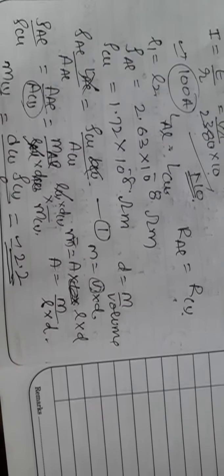So that is why aluminum is preferred for a long wire cable, since its density is small. Thank you very much.